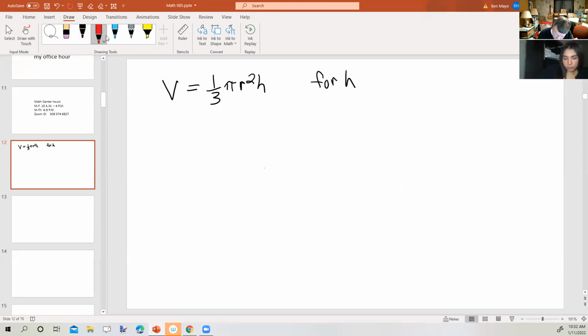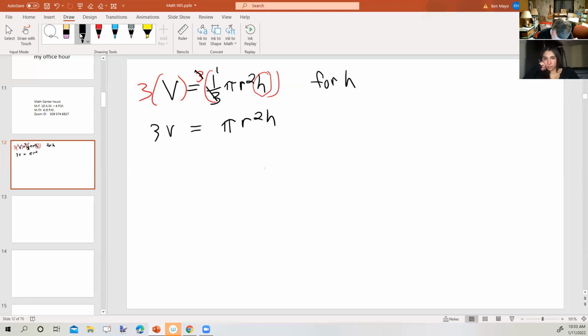So we have h right here. That's all one term on the right side. 1/3 pi r squared h is all a single term, so that is the variable term. It's already isolated. So now we want to isolate the variable. We need to get rid of the 1/3, the pi, and the r squared. We're going to multiply both sides by 3. On the left side, we get 3v. On the right side, the 3 times 1/3 becomes 1, and 1 times pi r squared h is pi r squared h.